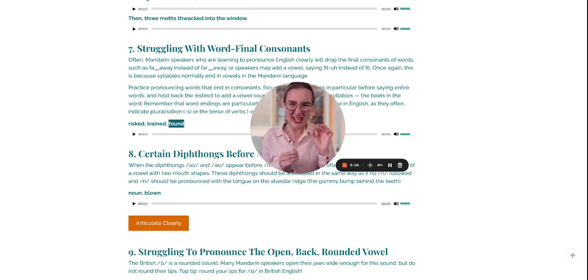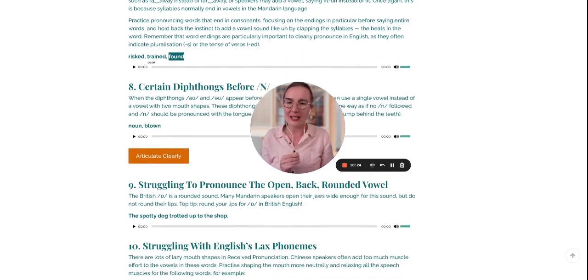Found. So this one particularly is very, very challenging for Mandarin speakers. The ow, d. Those sequences are very challenging. Make sure for the ah, it's nice and big. For the oo, it's nice and small. This is one vowel, but we have two mouth shapes. And then you have an n and a d. Found. We need to hear that d on the end.